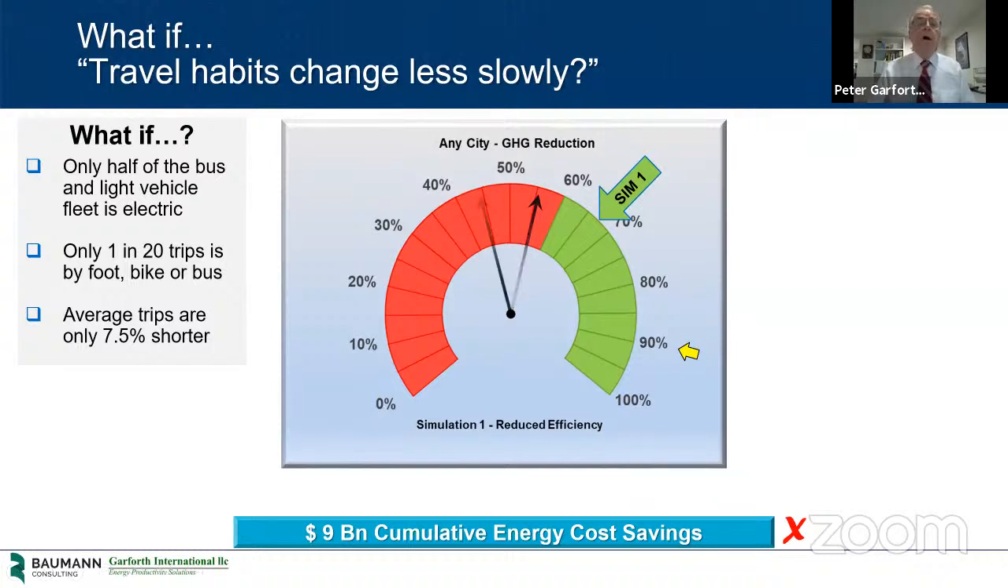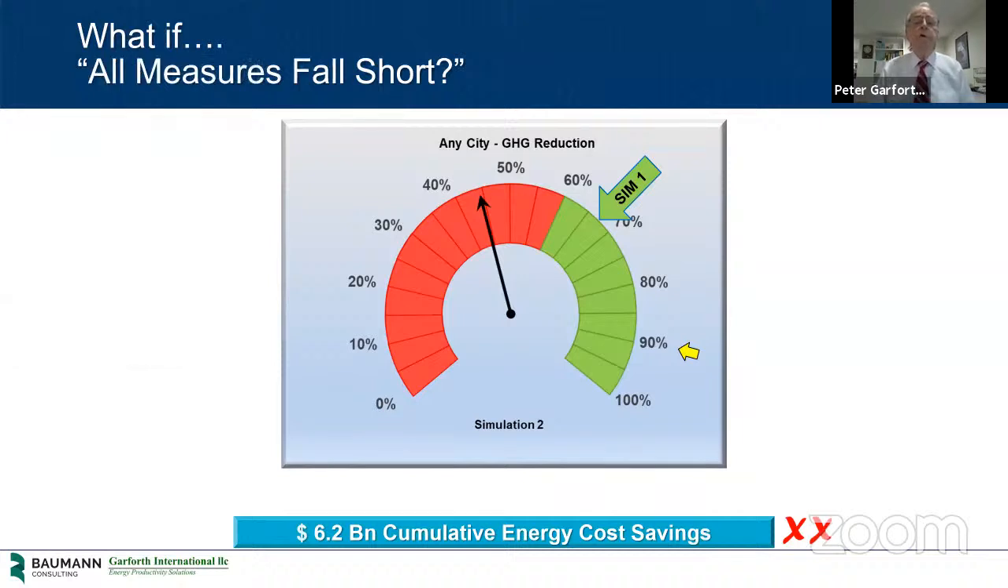So if all of our measures fall short, that's where we are. We are 4 billion below our economic cost savings target. We are substantially below our simulation, and we have got an almost impossible gap to a near net zero by 2050. And remember, these are the 2040 figures we're looking at here.